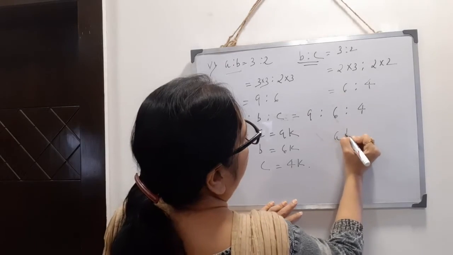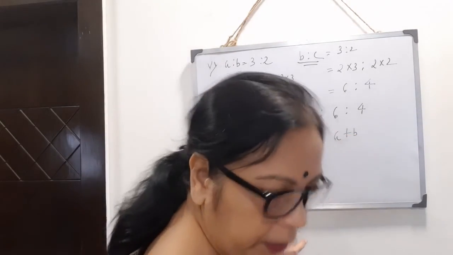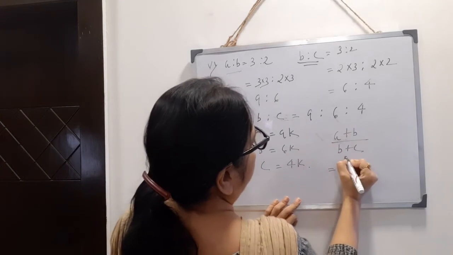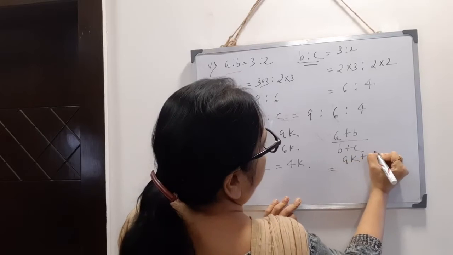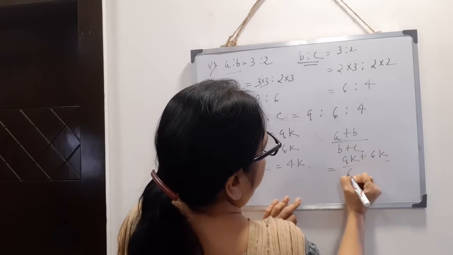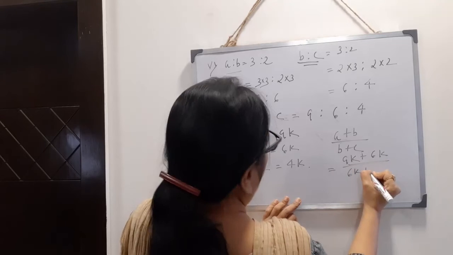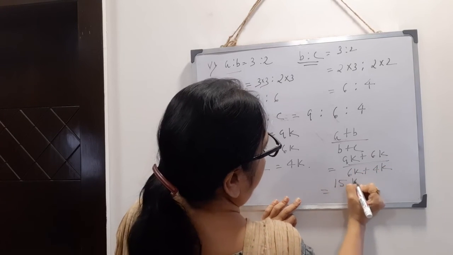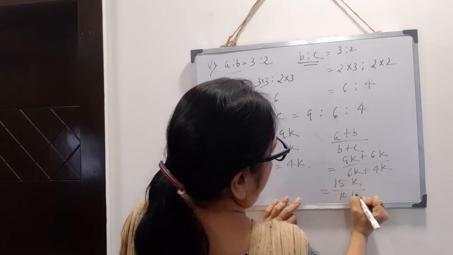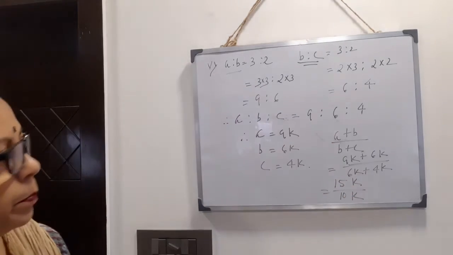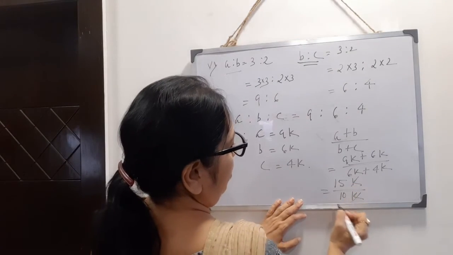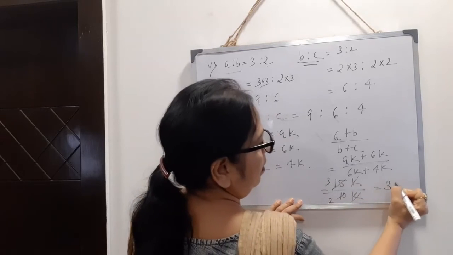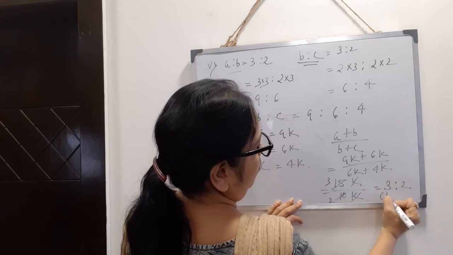Now what do we have to calculate? The value of a plus b by b plus c. So a is 9k plus 6k by 6k plus 4k. 15k by 10k. 15k by 10k. After cancellation, cancel by 5. So your answer is coming 3 is to 2.